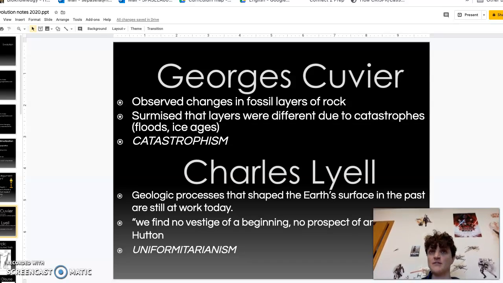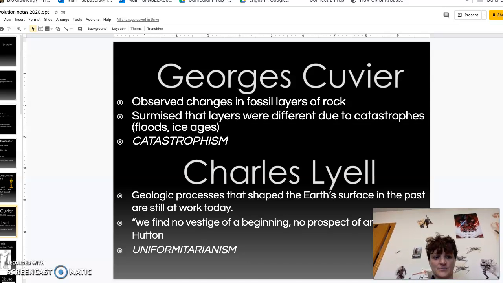Charles Lyell was another geologist who was looking at the shape of the Earth's surface in the past. His idea, he called uniformitarianism: that the processes that happened in the past are still happening today. These were both mind-blowing ideas when they came about.